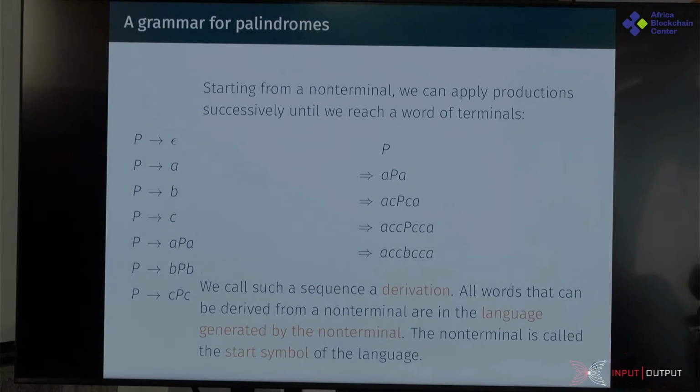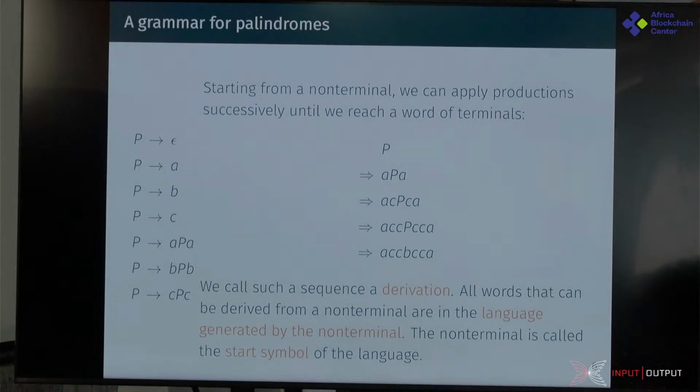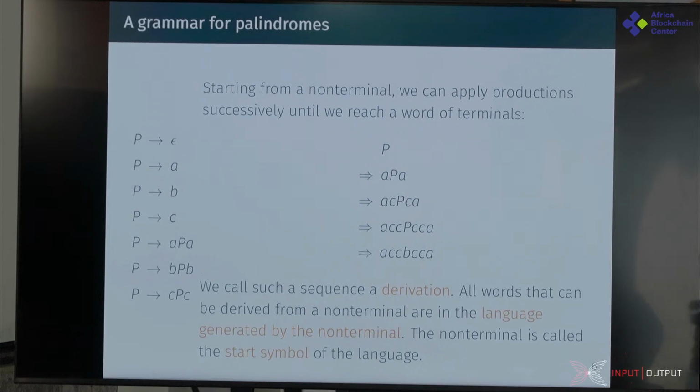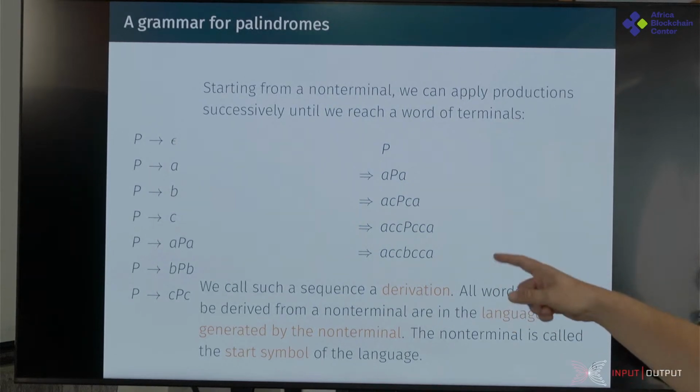And all words that can be derived from a non-terminal are in the language generated by the non-terminal, and that non-terminal is called the start symbol of the language. So in our example, the capital P would be the start symbol of the language of palindromes.